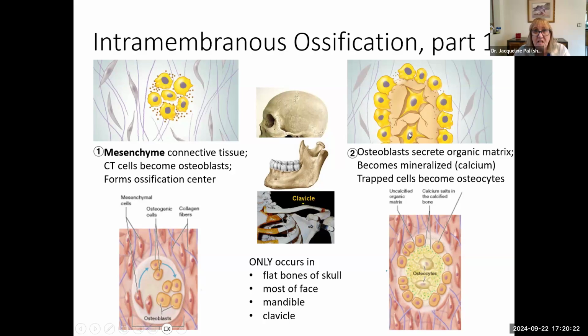Osteoblasts on the surface are fine. Osteoblasts that are trapped, they're going to become osteocytes. Okay. So we've got calcium in the bone, osteocytes in the lacuna, and then at the edge, we're going to have osteoblasts. This is our ossification center, and it's surrounded by mesenchyme. And in that mesenchyme, we still have stem cells, and we've got a bunch of fibroblasts. So we've got a bunch of fibers because it's connective tissue.